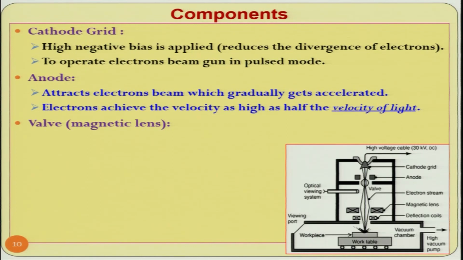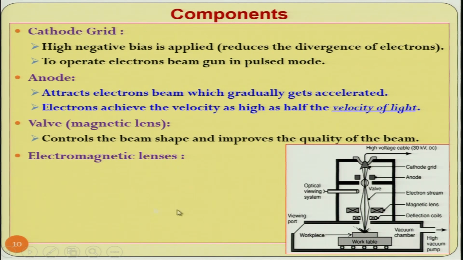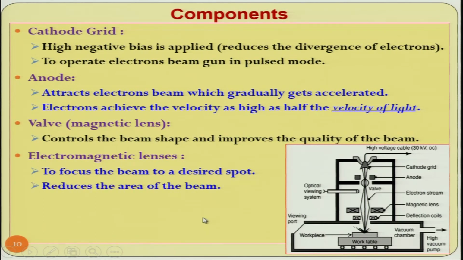The magnetic lens controls the beam shape and improves the quality of the beam. Electromagnetic lenses are there to focus the beam to a desired spot. As I mentioned earlier, they are used to focus the beam to the desired spot over here, and you can slightly move it with the help of this deflection coil. It reduces the area of the beam, as you can see over here itself. From this diameter it is reducing, becoming tapered and going down over there.